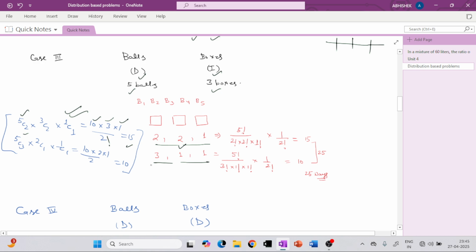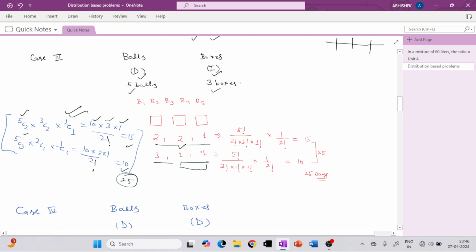And similarly, if the case is 311, so 5C3 into 2C1 into 1C1. First we have to choose 3 balls out of 5, 5C3 ways. Now 3 balls selected. After putting 3 balls in the first box, now we have to choose 1 ball from the remaining 2 balls. So it will be 2C1 in the second box, and the last ball should be kept in the third box. So it will be 5C3 10, 2C1 2, and 1C1 1, but divided by 2 factorial again. Why? Because 2 boxes will look the same. So it will become 10. So 15 plus 10, it will be 25.